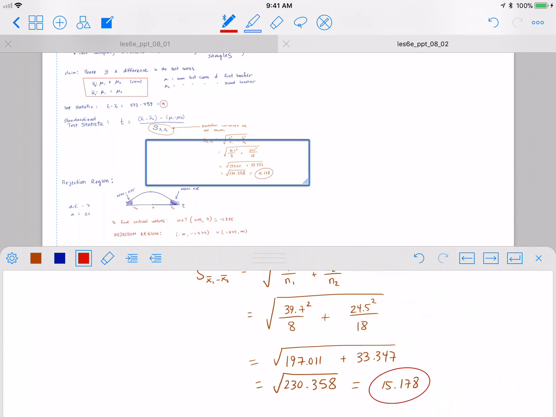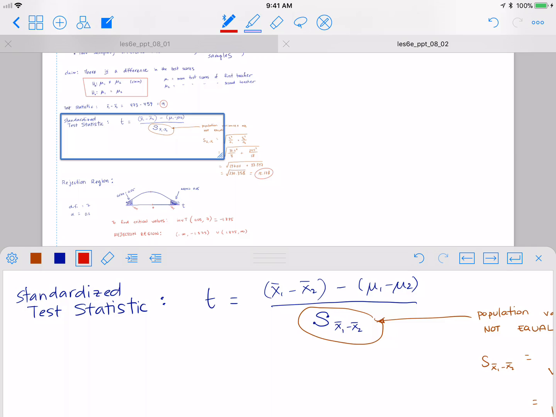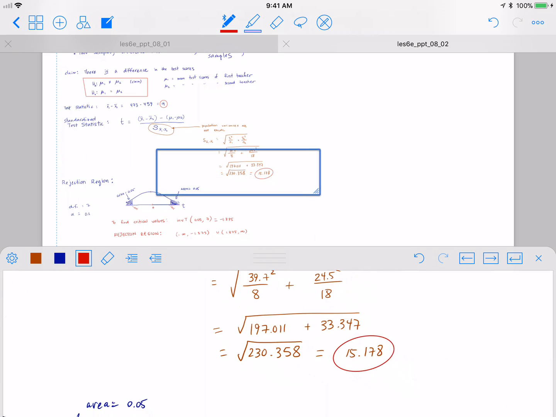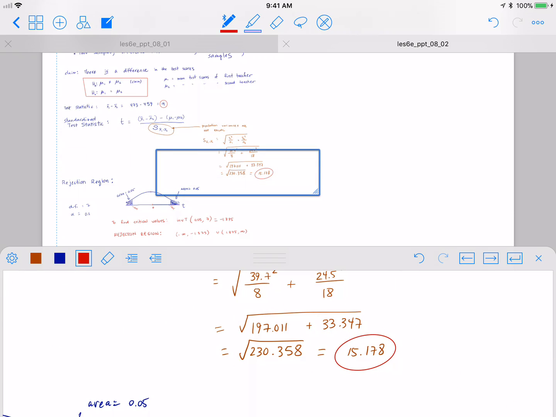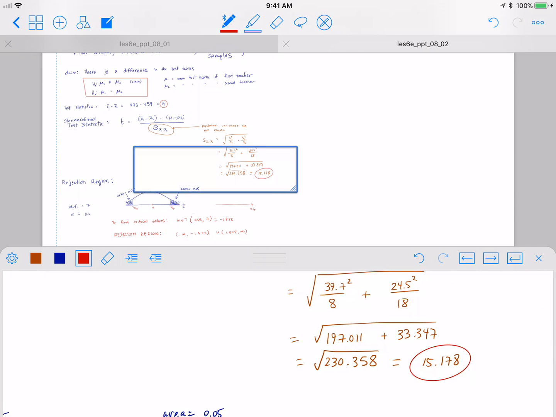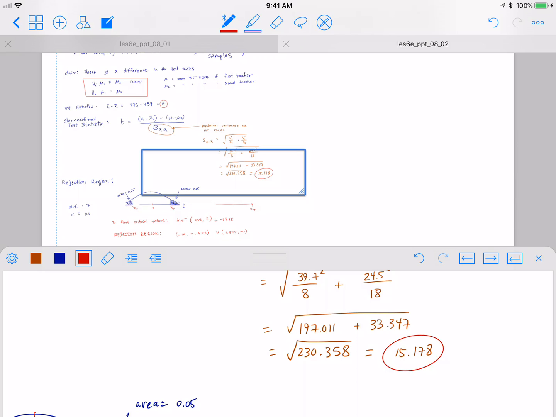Now, our standardized test statistic is 15.178. That is a pretty, no, this is not our standardized test statistic. The reason I was surprised is because 15.178, if I go to put this on my graph, is going to be way over here somewhere, and that's really, really large. So I went back, and in fact, no, it's not. That is the standard error.